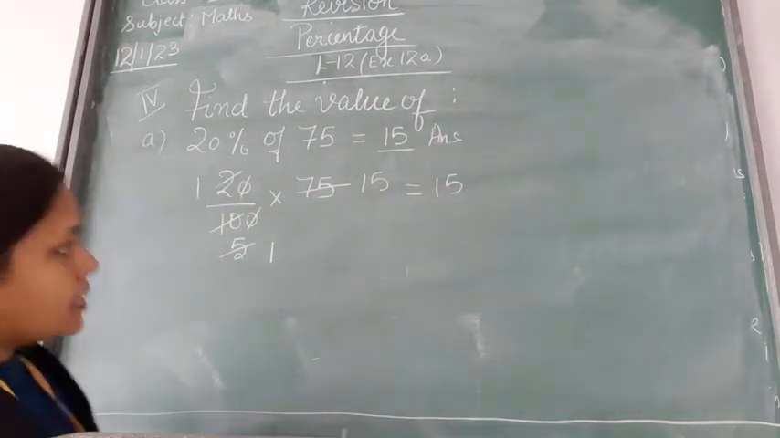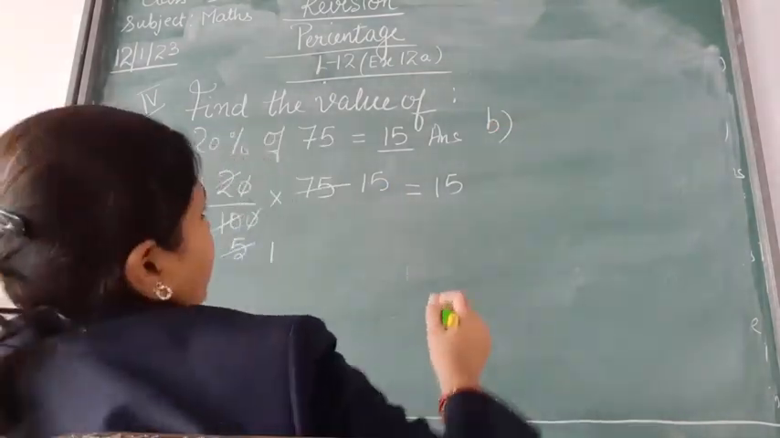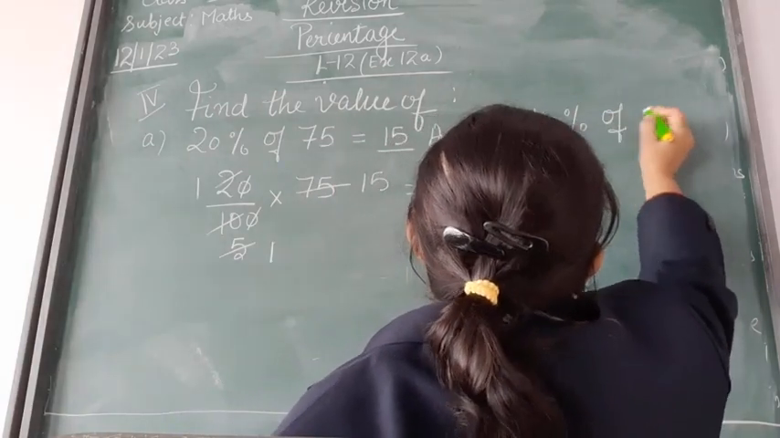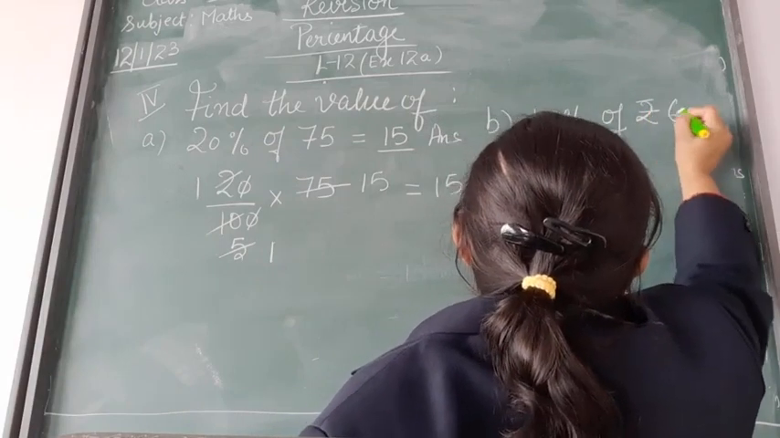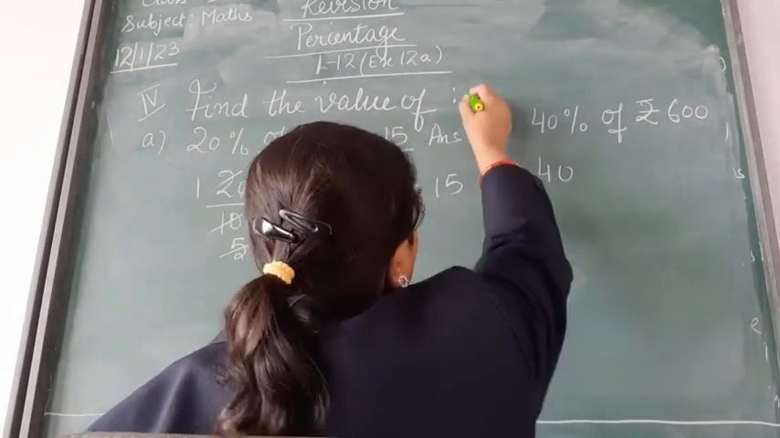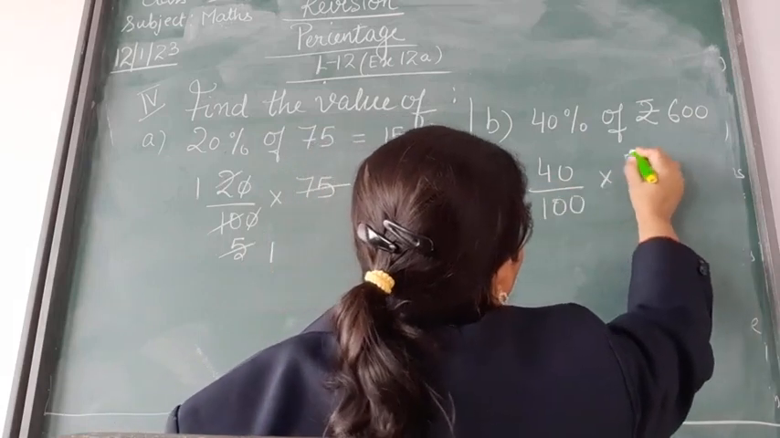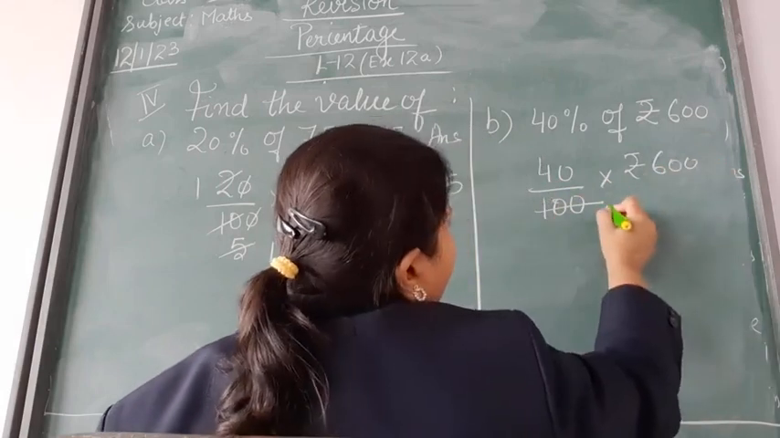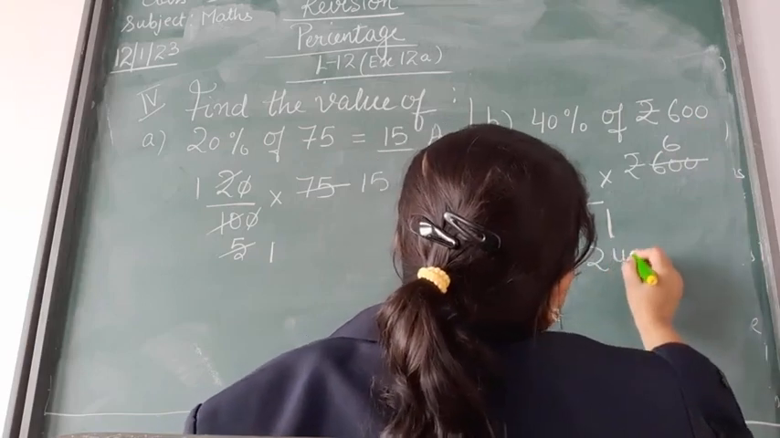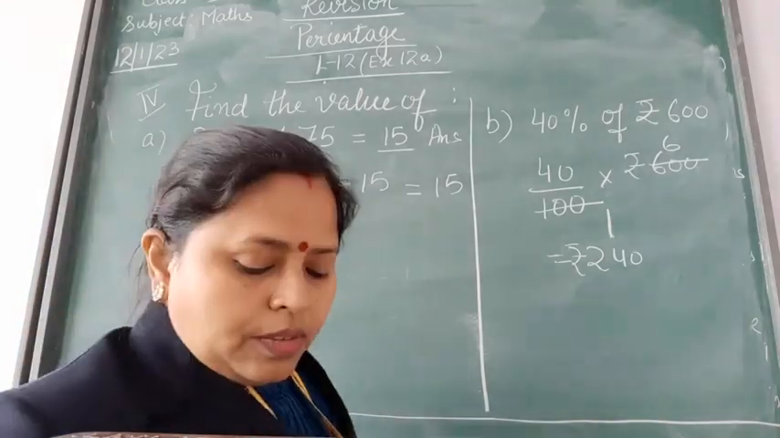Okay. Now let's come to another part of this question, that is B part. So here you have to write 40% of rupees 600. Okay. So how will you find out? 40% means 40 by 100, right? Of rupees 600. We can divide 100 by 100, it will become 1, and 600 by 100, it will become 6. So this is equal to rupees 240. I hope you have understood how to find out the value.